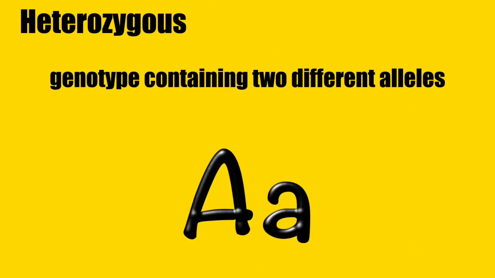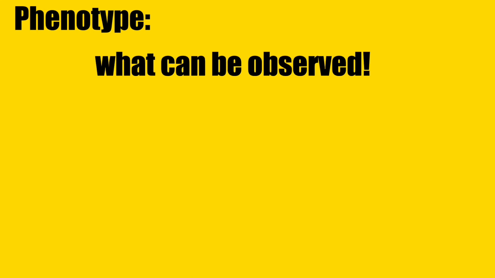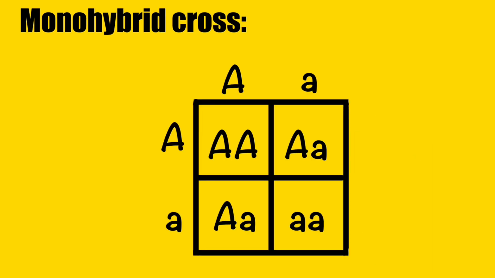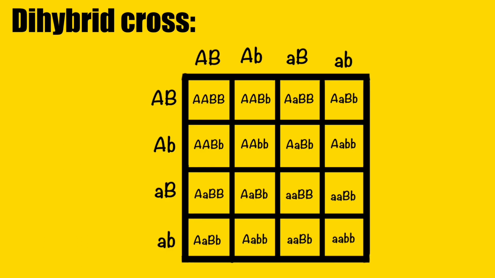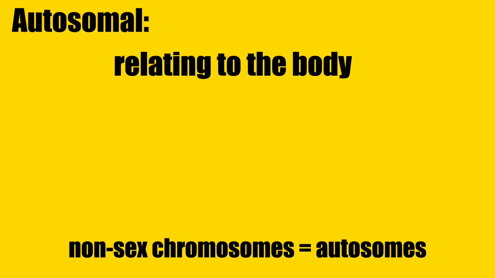Another vocab term is phenotype, which is a physical result of the genotype, and it is what can be observed. So if someone is tall or short. A monohybrid cross is an examination of how one trait is inherited, and it is observed through a Punnett square. A dihybrid cross is an examination of how two traits are inherited, also done through a Punnett square. And autosomal is relating to the body. So autosomal chromosomes code for everything in the body except for sex.